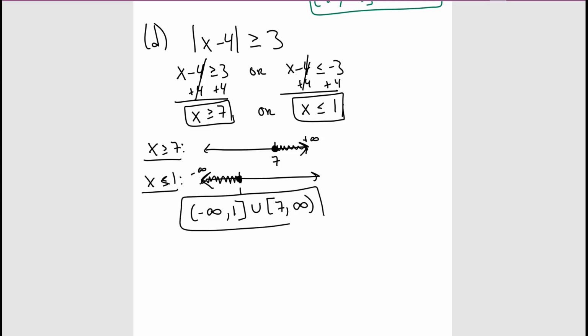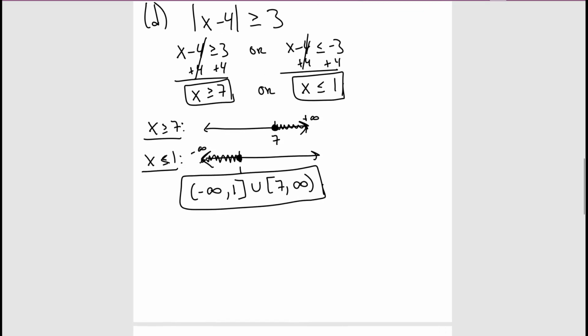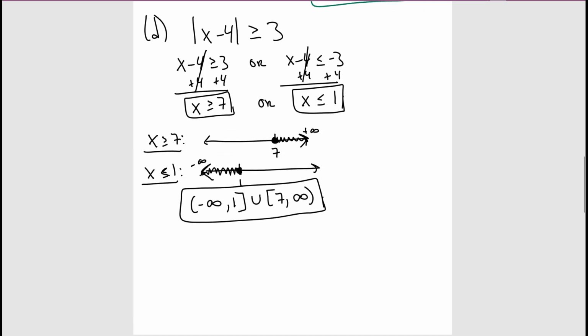Remember that infinities do not have a bracket. Okay? All right. So that's basically all there is to absolute value inequalities. There are 2 special cases which I will do in the next video, but that's all there is to it.